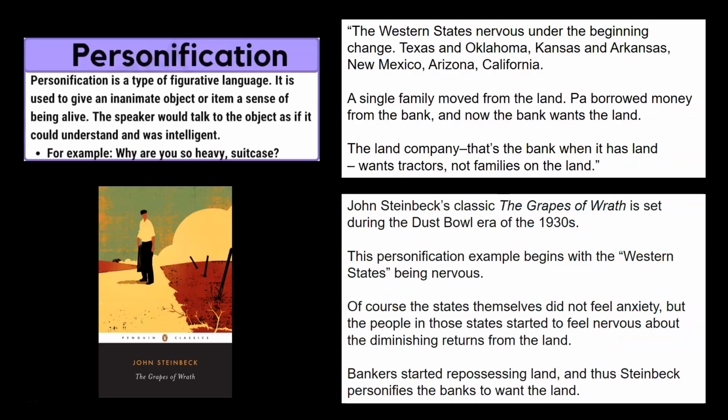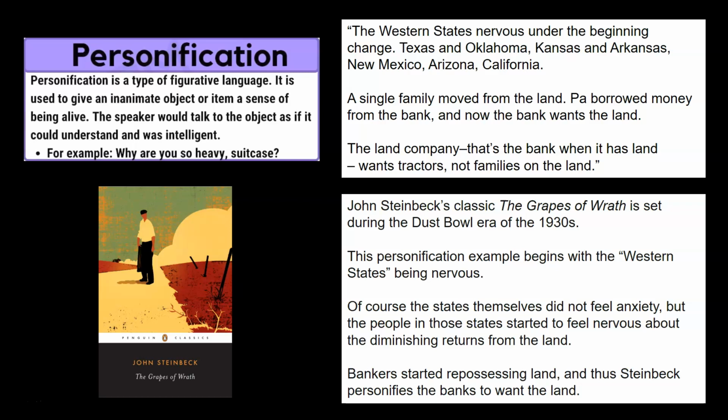But more importantly, we might look at personification, which is whereby an object is given human qualities. And in this example from John Steinbeck's The Grapes of Wrath, we have Steinbeck, or the narrator, write that the Western states were nervous under the beginning change. Then to describe that the land company, that's the banks, when it has land, wants tractors, not families on the land, and saying that the banks want the land suggests their greed.